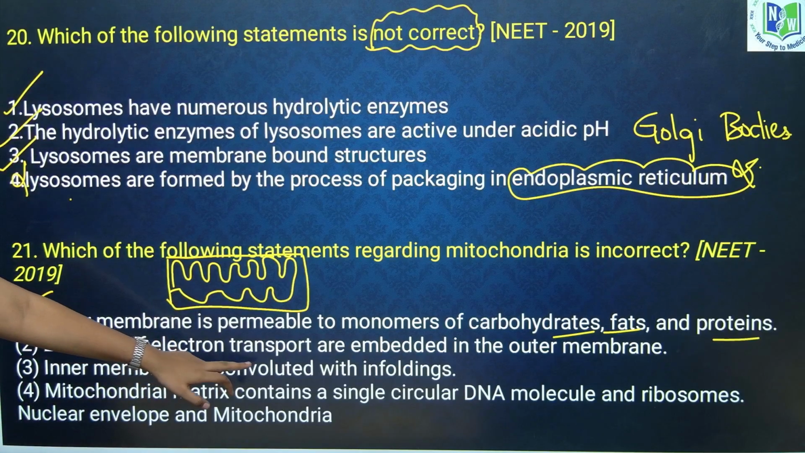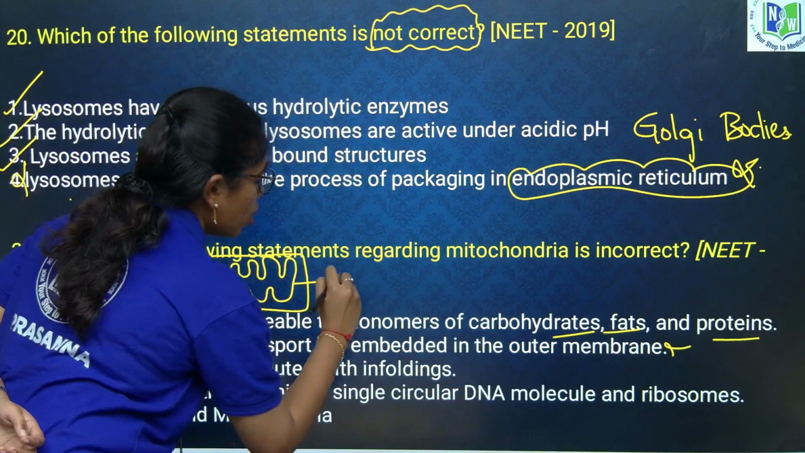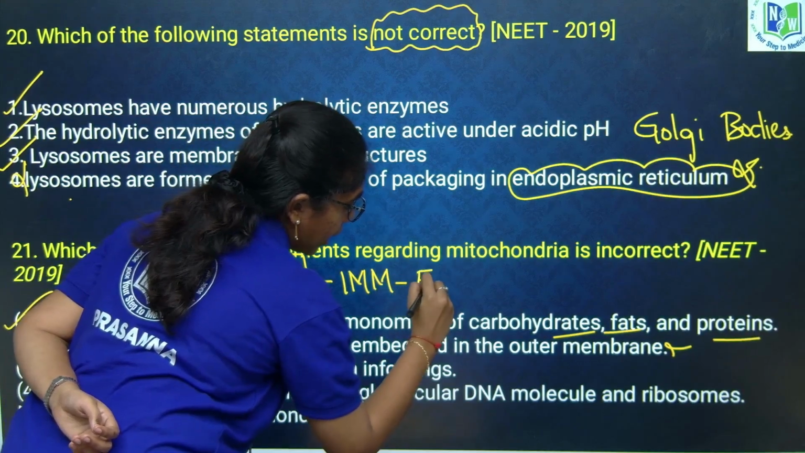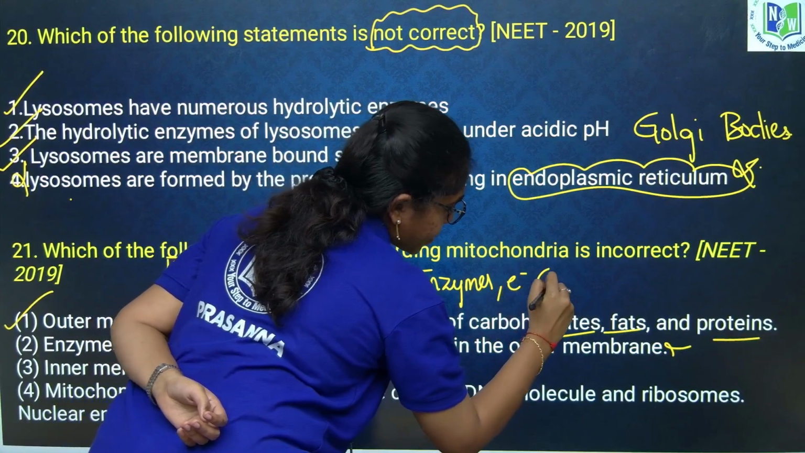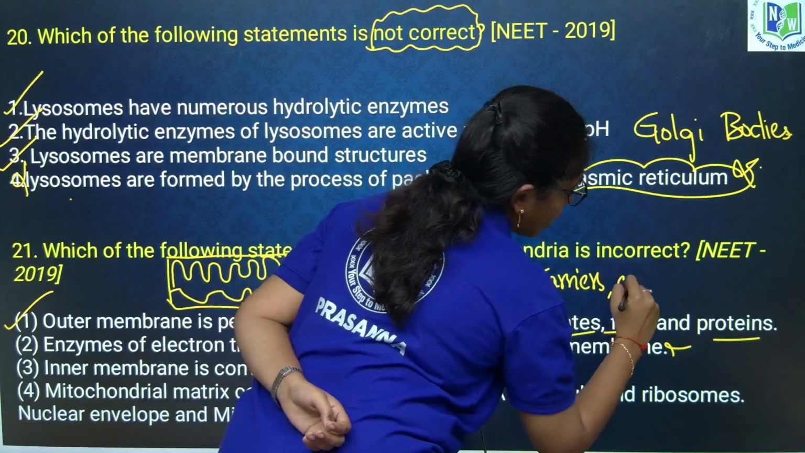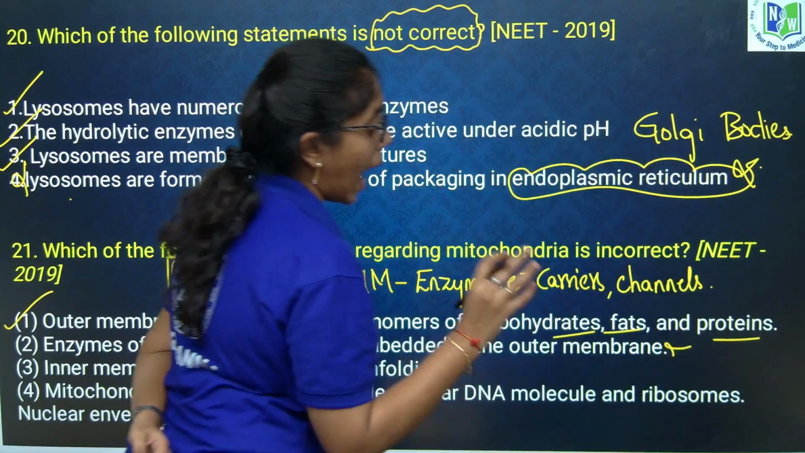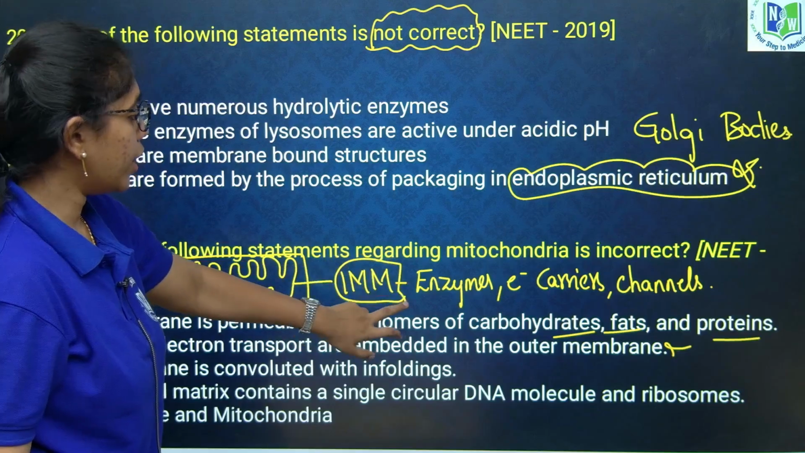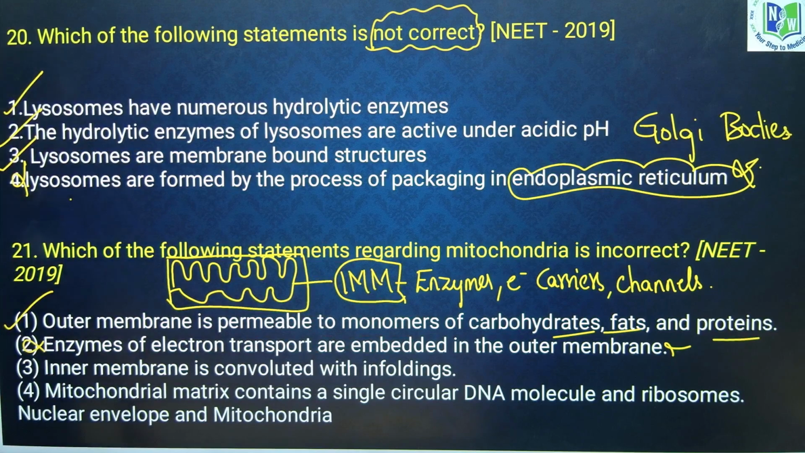Enzymes of ETS are embedded in the outer membrane. Wrong. All the enzymes, electron carriers and channels required for the transport are present in the inner mitochondrial membrane only, not in the outer mitochondrial membrane. So yes, 2 is wrong.